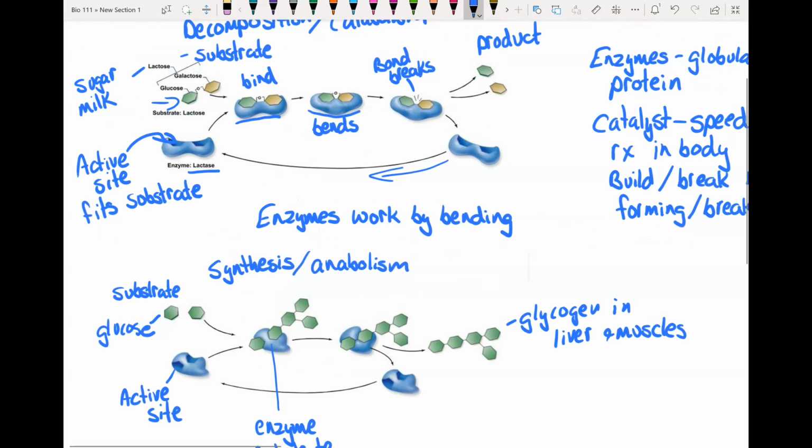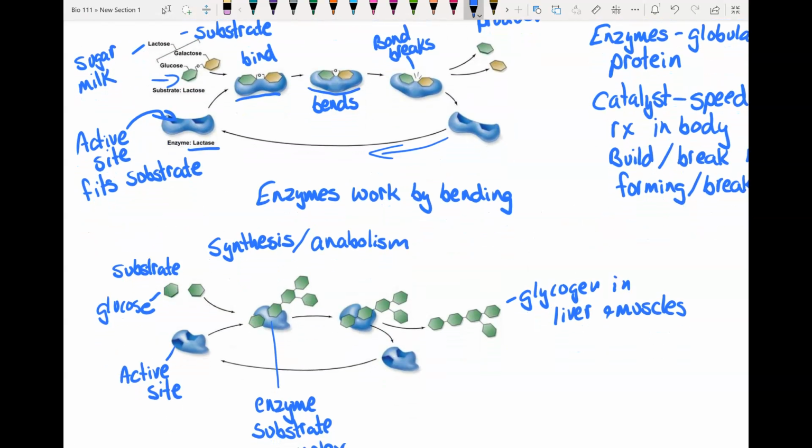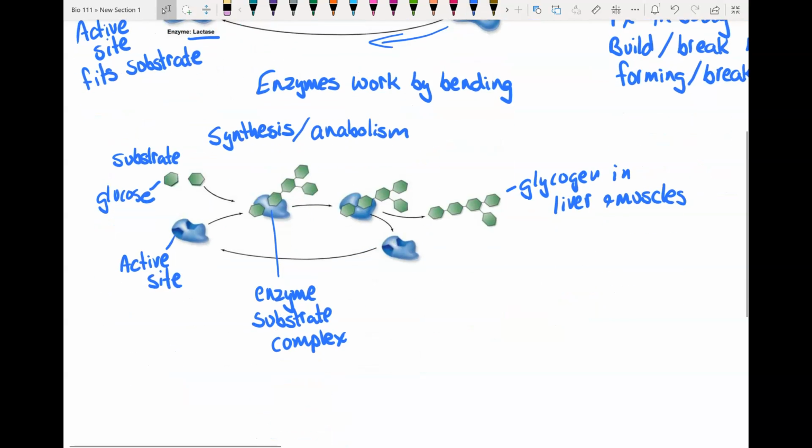The same up top here, when they bind, that is also called an enzyme substrate complex. Then the enzyme bends, so if you look at the enzyme here compared to here, you can see that the enzyme bends. And this time when it bends, we form a bond. And you get glucose linked together so that you get glycogen.